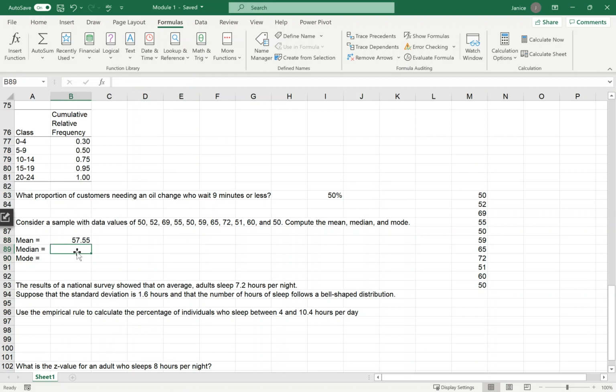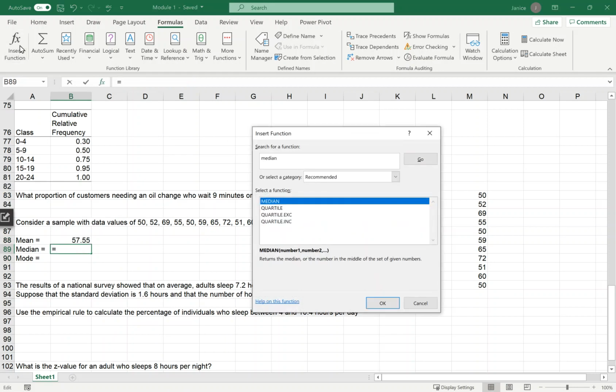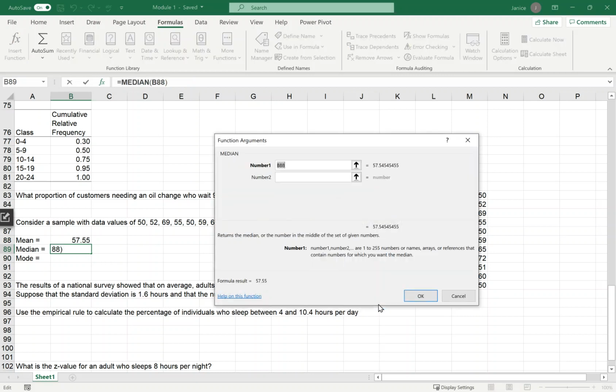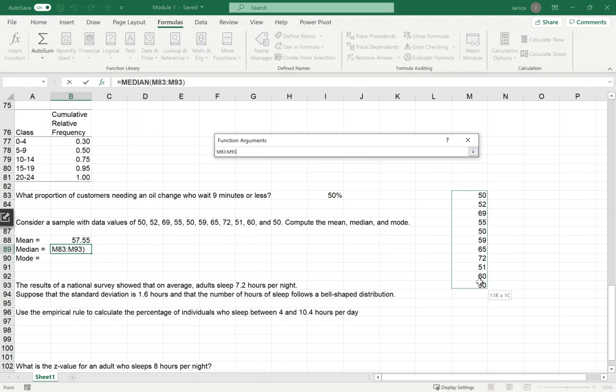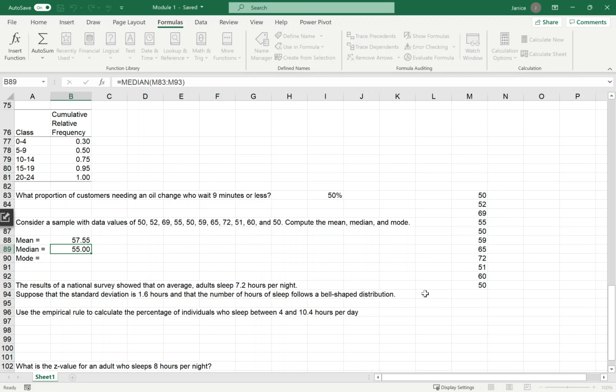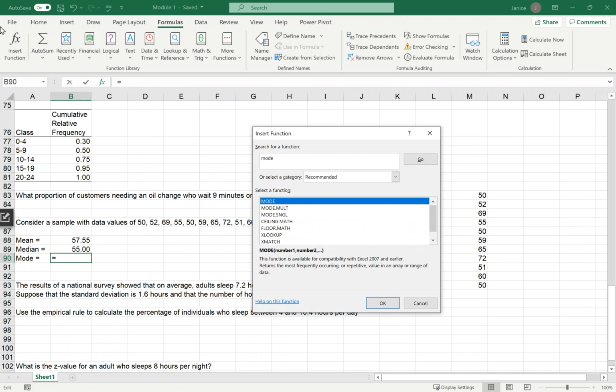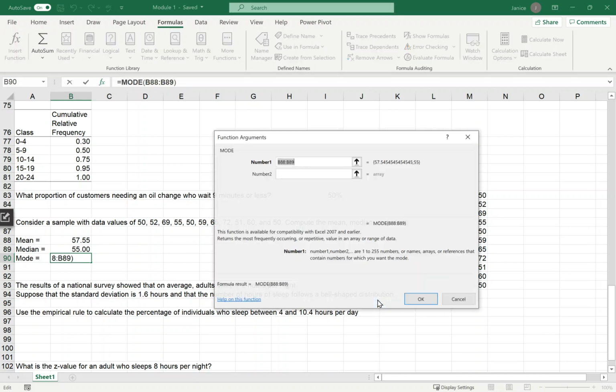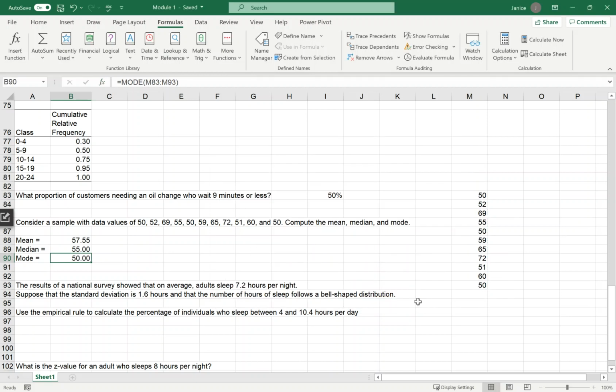Okay. Then my median is going to be median. I have my same data array. Tell it okay. It's 55. And then my mode is going to be mode. My same data array. Tell it okay. My mode is 50.